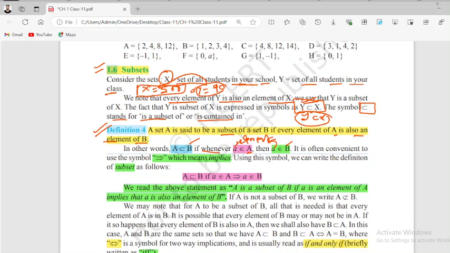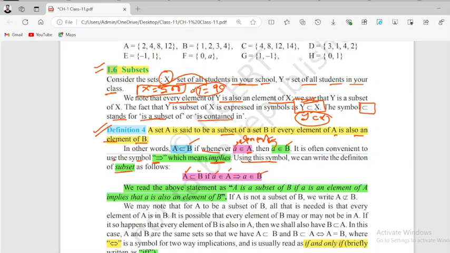So it is often convenient to use this symbol. This symbol means implies. We can read this as implies. So using this symbol we can write the definition of subset as follows. A is a subset of B if element a belongs to set A implies element a also belongs to set B.